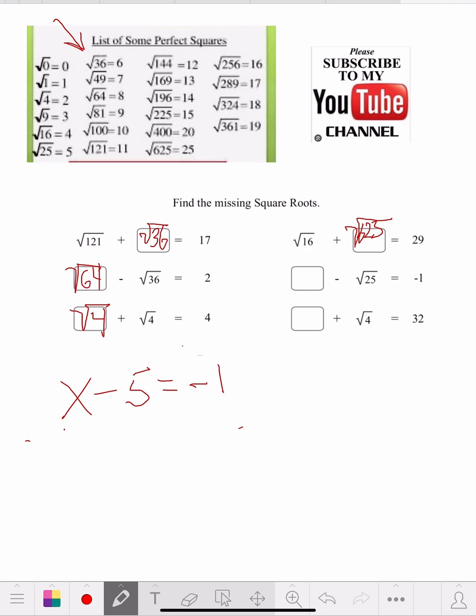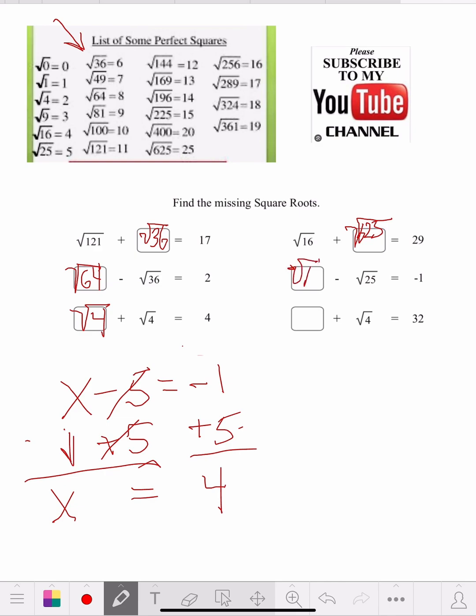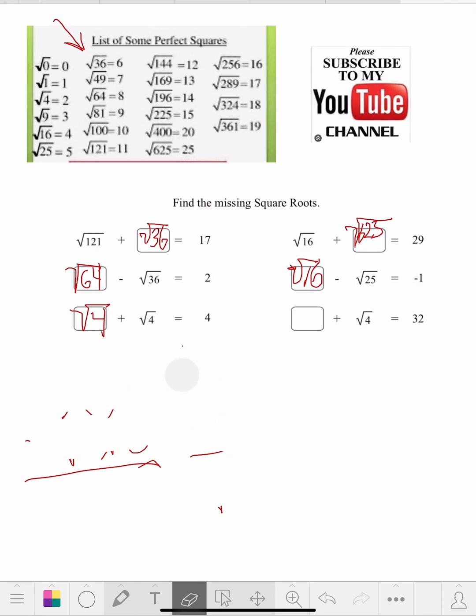So what do we do here? We add 5 to this side, and we add 5 to this side. The x comes down. These two cross each other out. Negative 1 plus 5 is going to be a positive 4. X equals 4. So what's that? That's going to be the square root of 16. We fill that in. Let's erase this and we'll start again.